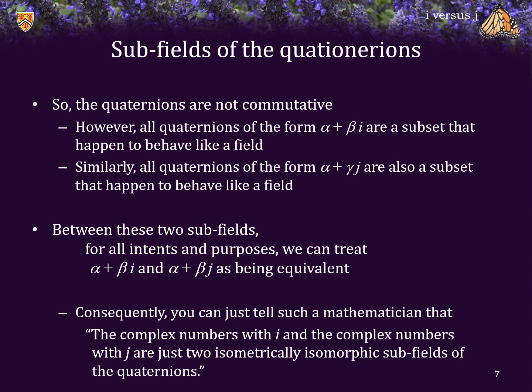And so if a mathematician complains about you using j, then you can just say, look, the complex numbers with i and the complex numbers with j are just two isometrically isomorphic subfields of the quaternions. And that's true.